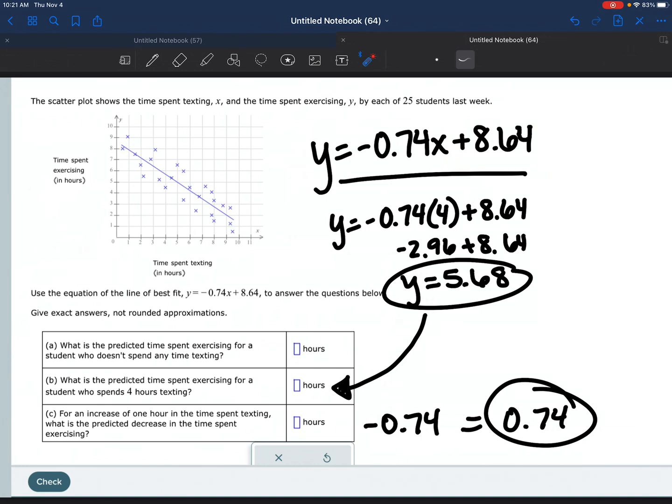Yes. Then it's going to ask for the change per hour. That is always going to be your slope. Okay? Then the last thing, it's just going to ask for predicted for a certain amount. You plug it in and solve. Cool? Questions on any of this?